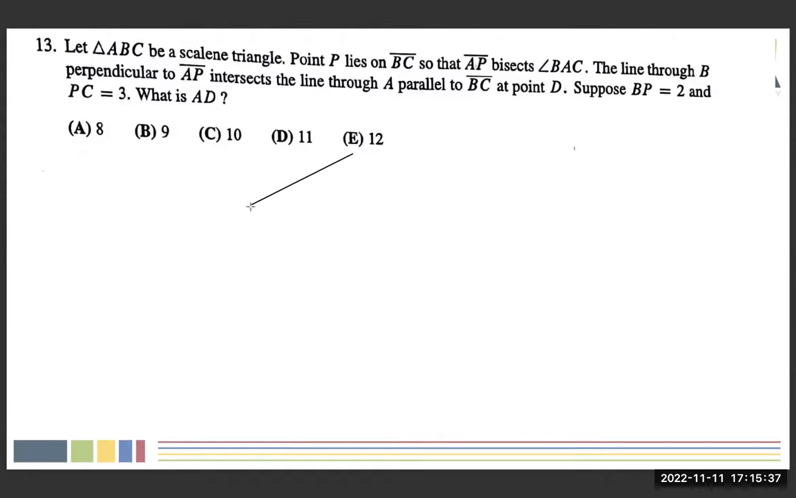Okay, so let's try to draw this figure. I'm going to try to draw the figure as to scale as I can. There we go. So here is our triangle ABC. And the reason why I didn't draw it taking up the whole screen is because, as we're about to see, point D is going to be right around here. So if we draw the angle bisector of A, it's going to intersect here at P. And BP is 2, PC is 3.